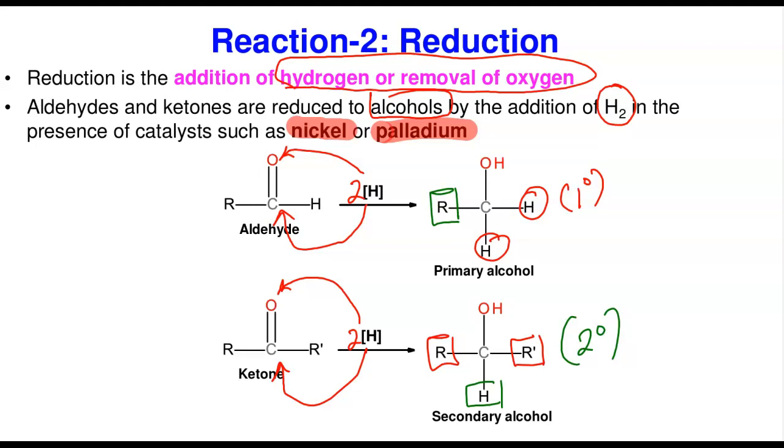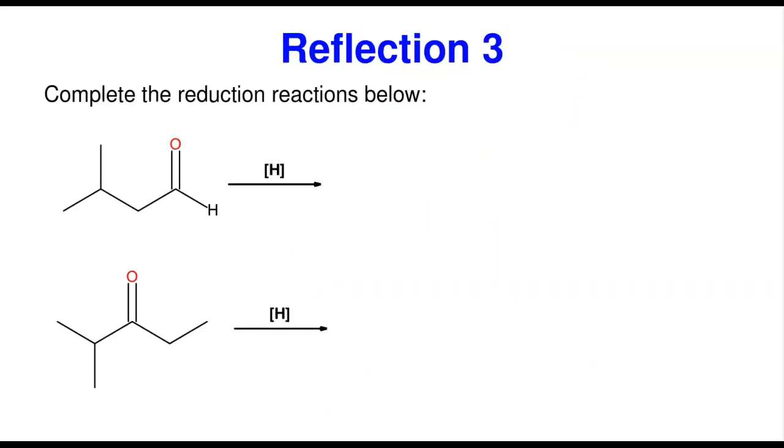Let's take some reflection questions to drive this home. It says complete the reduction reactions below. So now what do we do? Again, you have to know this. We have to know what is which. Now this is an aldehyde. What it means is, an aldehyde is going to form what?